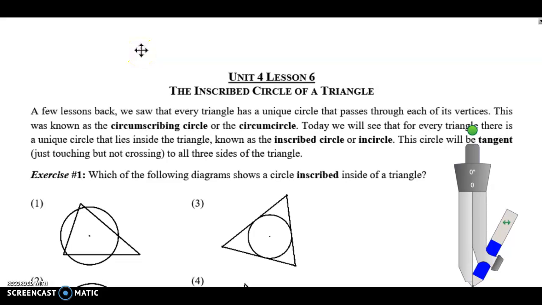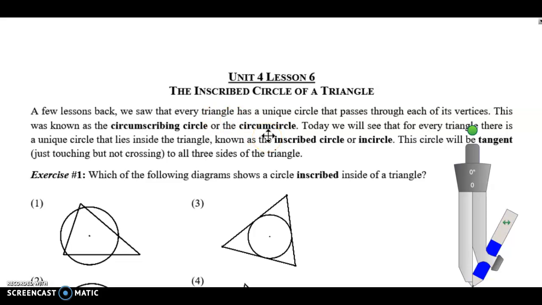Hi GOH, this is Unit 4, Lesson 6, and today we're going to construct the inscribed circle of a triangle. A few days ago we circumscribed a circle, and today we're going to do an inscribed circle. We're going to see that for every triangle there is a unique circle that lies inside the triangle, known as the inscribed circle or incircle.